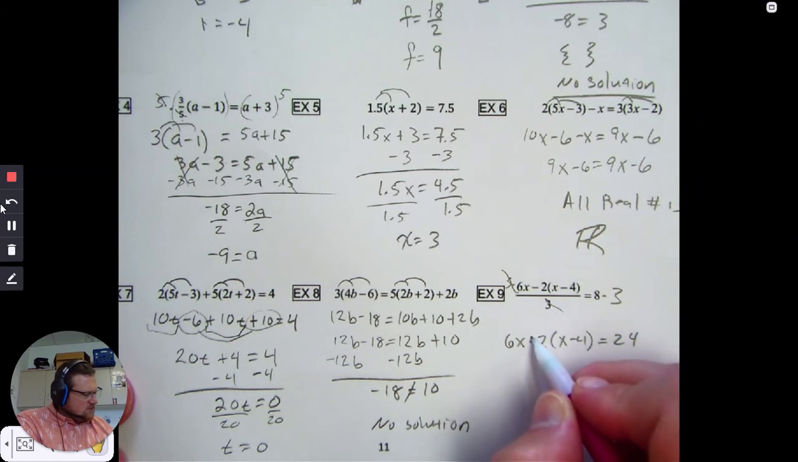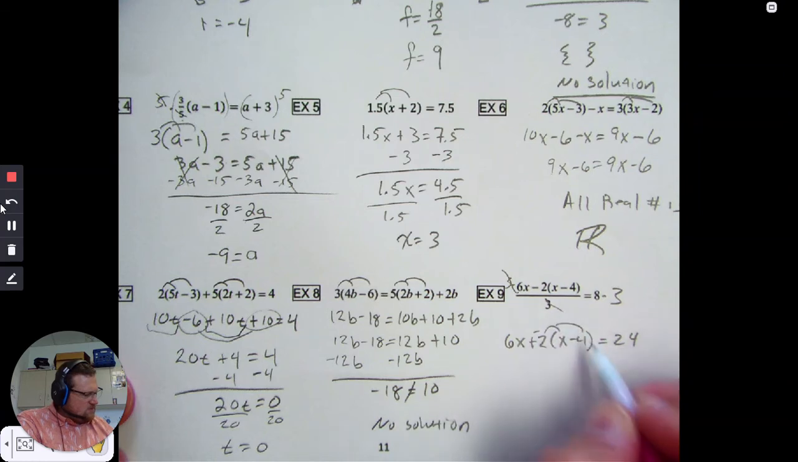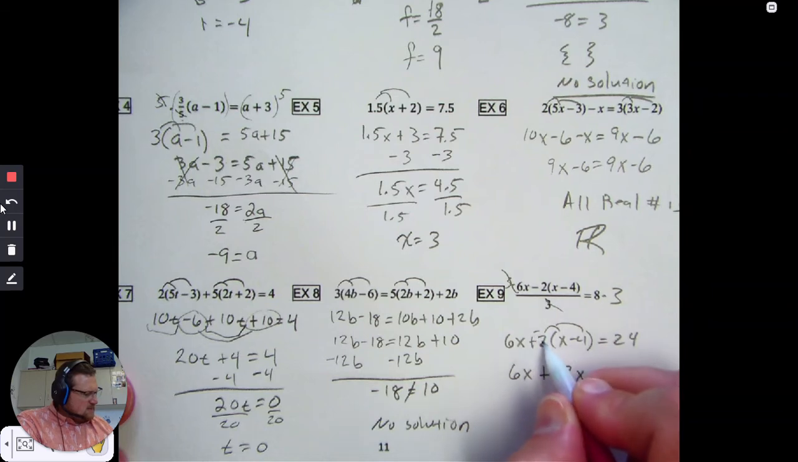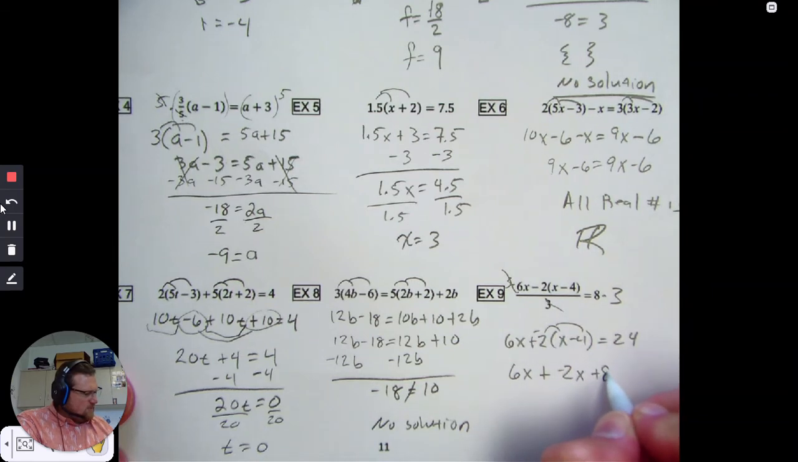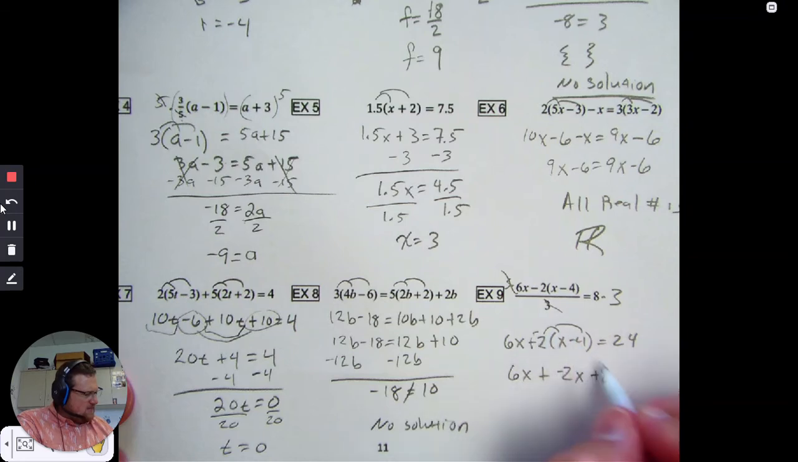So I always change these to plus and negative and then distribute that. So 6x plus negative 2 times x is negative 2x. Negative 2 times negative 4 would be plus 8 because a negative times a negative gives us a positive, and then equals 24. So here we have 6x minus 2x, so that's 4x plus 8 equals 24.